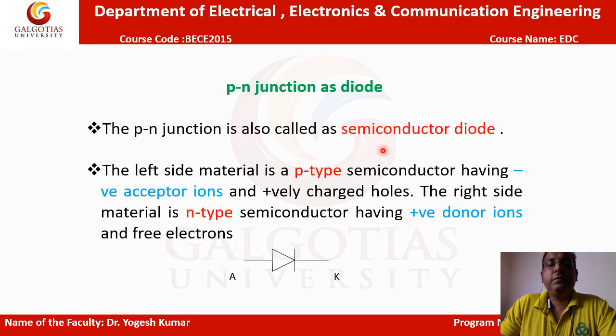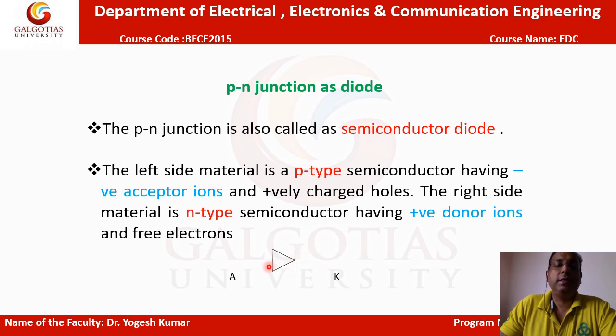In the previous slide, we have seen how to make the semiconductor p-n junction diode. The p-n junction diode is also called the semiconductor diode. The left side material is the p-type semiconductor having negative acceptor ions and positive charge holes. The right side material is the n-type semiconductor having positive donor ions and free electrons. Now this is the symbol of the p-n junction diode. A triangle is shown with a vertical line; the triangle side is the P, the vertical line is the N, this side is the anode and this side is the cathode. Here you can see the p-n junction diode symbol.